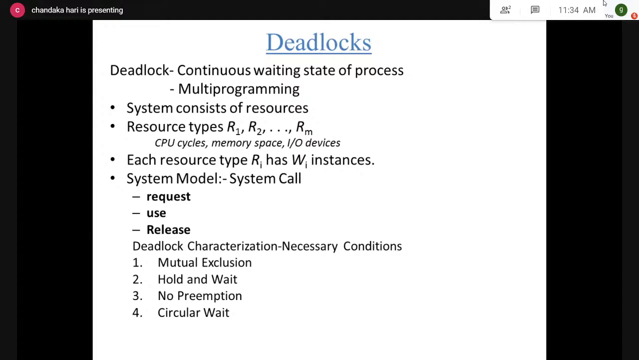What are the necessary conditions for causing a deadlock? There are four necessary conditions for causing a deadlock. One is mutual exclusion. Number two, hold and wait. Number three, no preemption. Number four, circular wait. Now, in order to enter into a deadlock state, any one of the conditions is sufficient.